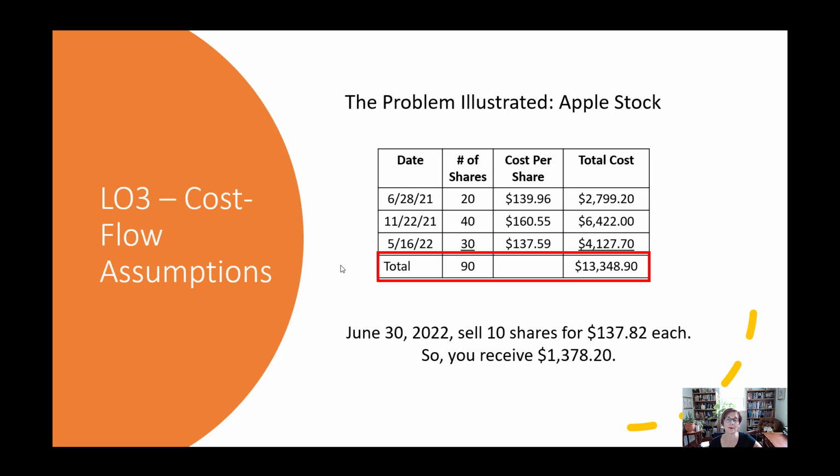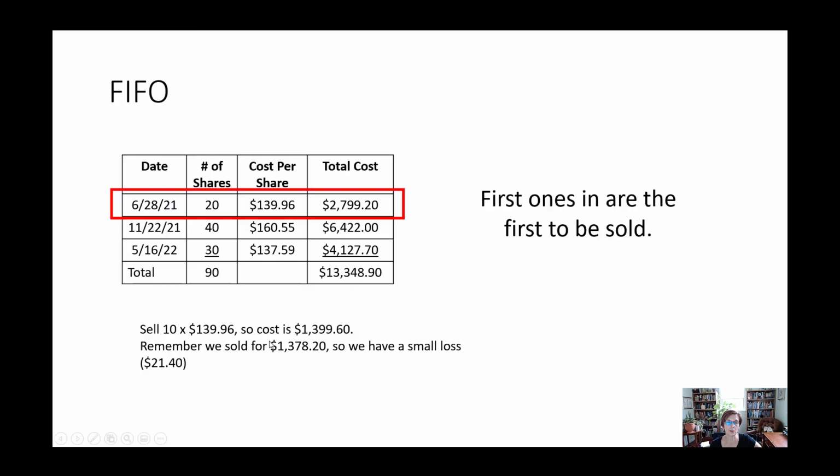You can't keep track of one share from another share, right? So what do we have to do? We have to make an assumption as to which shares we sold. The same thing works with inventory, because companies have inventory and you can't tell one item from another because they all look the same. So they make a cost flow assumption. Now let's see what the three assumptions look like.